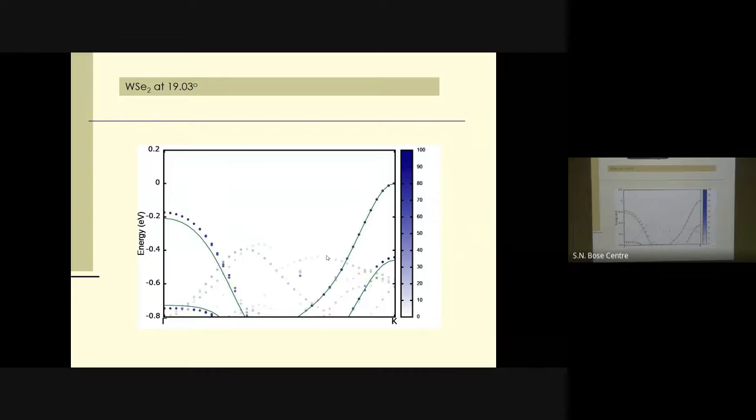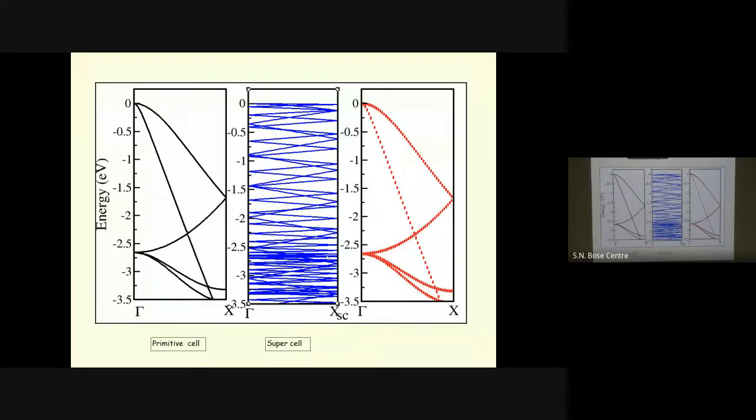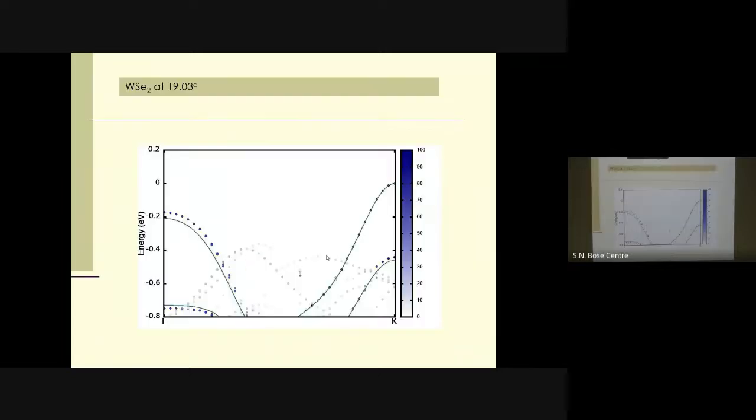We considered this twisted structure at 19.03 degrees, which has a large number of atoms. It's a large unit cell with a dimension of about 52 angstroms in one direction. So it's again 16 times the primitive cell that we had taken, as in the gallium arsenide case. We calculated the electronic structure for this twisted case. The dots here represent the projection of each of the Moiré cell eigenfunctions onto the primitive cell eigenfunctions, and we plotted the band structure along the gamma direction of the primitive cell.